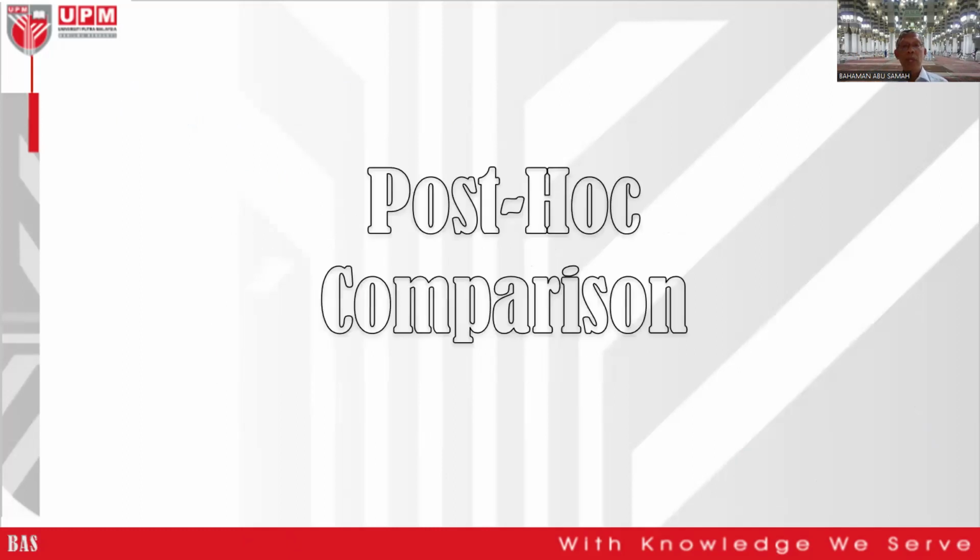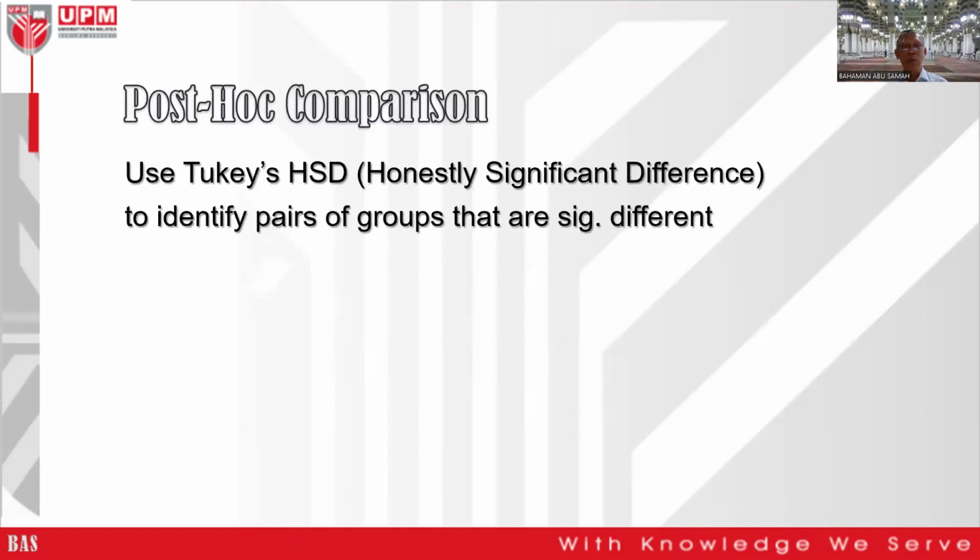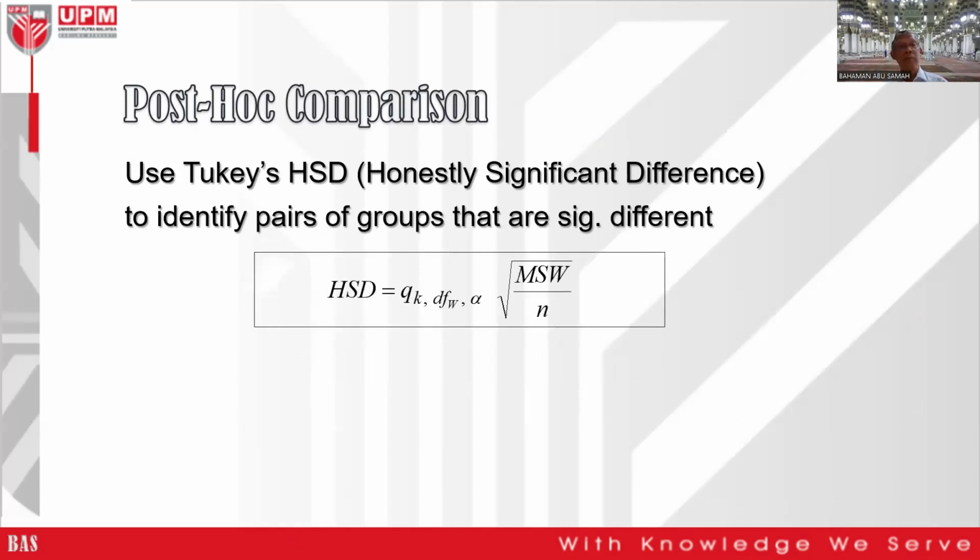Okay, next will be the post hoc comparison. For the post hoc comparison, we can use Tukey HSD, honestly significant difference, as what we did for one-way analysis of variance. So as usual, we just need to calculate HSD, where if you recall, in order to calculate HSD, we need to have Q and then multiply that with the square root of MSW, mean square within, for the respective effect of concern, divided by N.